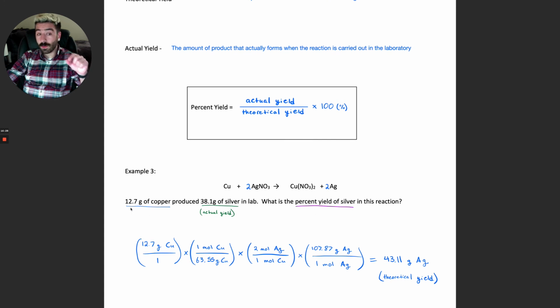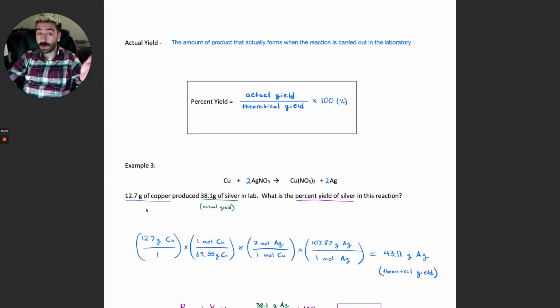I start with 12.7 grams of copper, and you'll notice I only have one reactant this time, and that's okay. So I'm only calculating for one reactant. I've got multiple reactants, but I have 12.7 grams of copper over 1. And I want to convert to moles of copper so I can convert to a new substance. So 1 mole of copper weighs 63.55 grams. Now I use the mole ratio to go from moles of copper to moles of silver. So there's 2 moles of silver for every 1 mole of copper, and boom, there's my mole ratio.